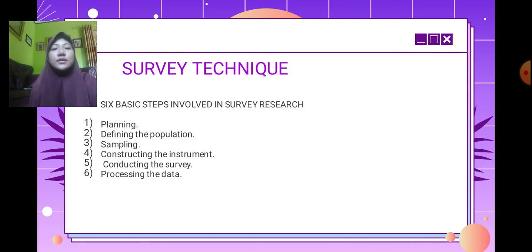Next, survey technique. There are six basic steps involved in survey research. 1. Planning. 2. Defining the population. 3. Sampling. 4. Constructing the instrument. 5. Conducting the survey. And 6. Processing the data.